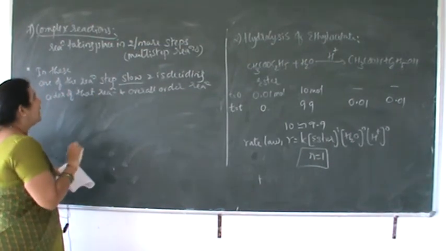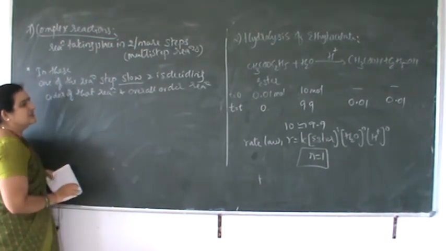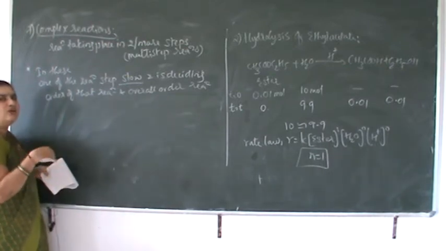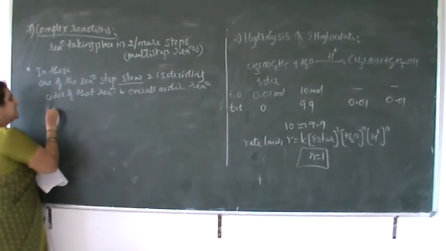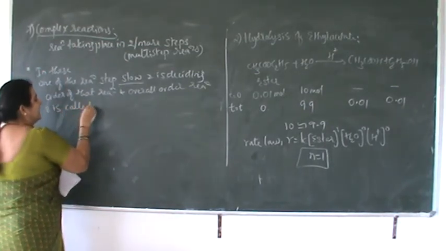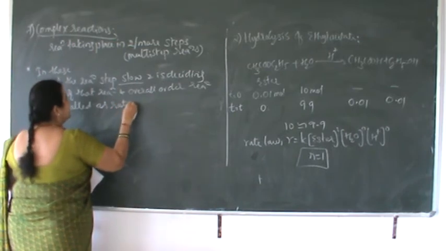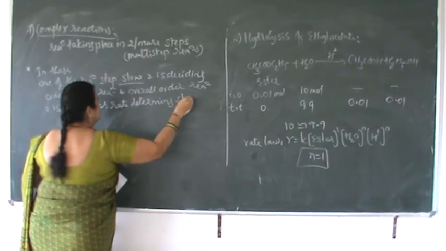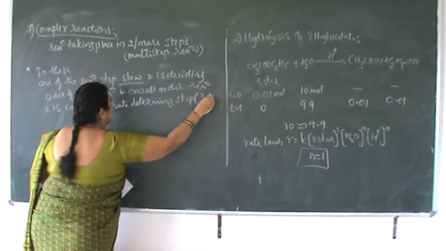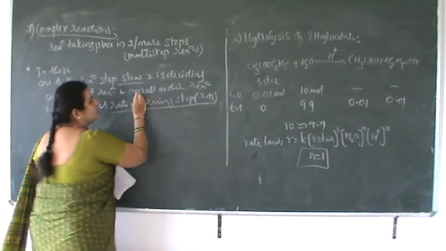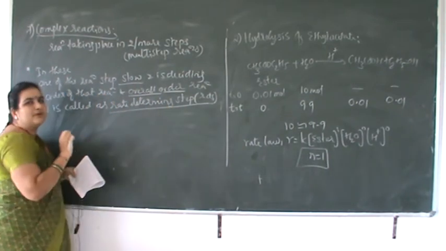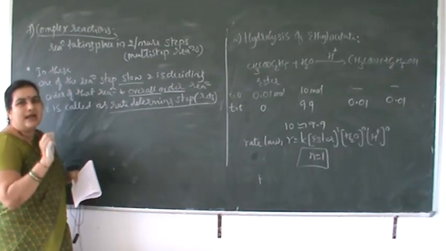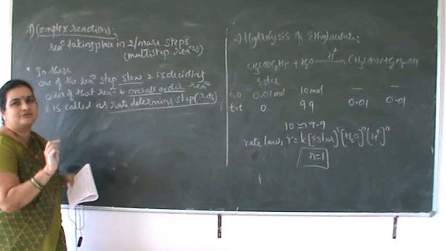So in these complex reactions, one of the steps is slow, and it decides the order of that reaction and the overall order of the reaction. It is called the rate determining step. So if there is a complex reaction, what do you have to concentrate on? You have to concentrate on the slow step of the reaction, which is called the rate determining step, and it will decide the overall order of the reaction.